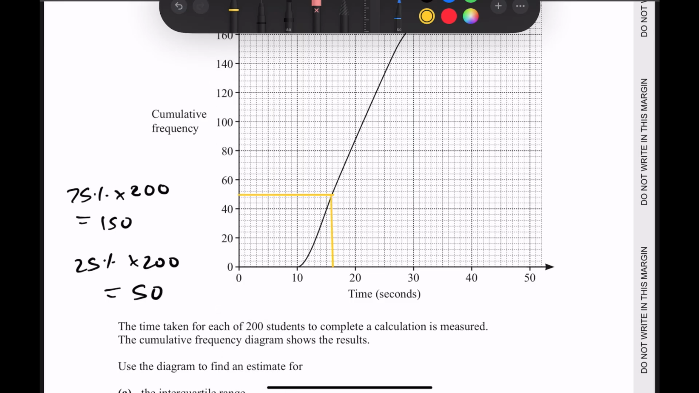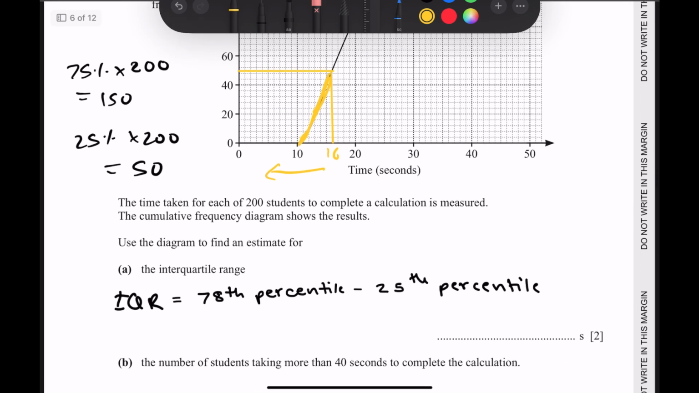This means that if the time is 16 or less, 50 students have taken 16 seconds or less time to answer this question, which means that 25% of all students have finished the work in 16 seconds or less. That's half the question done. So the IQR is equal to something minus 16.